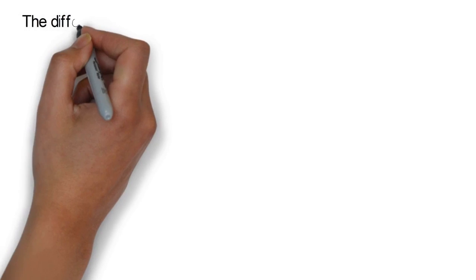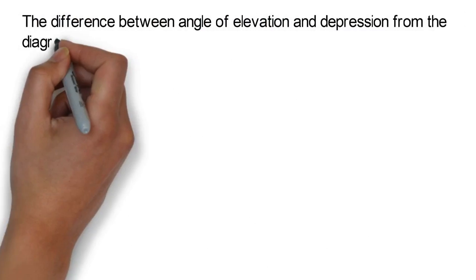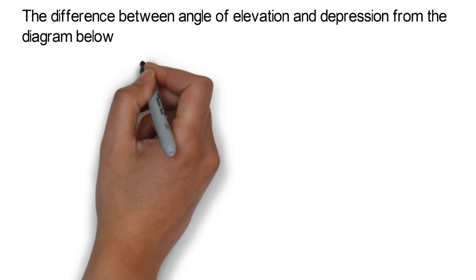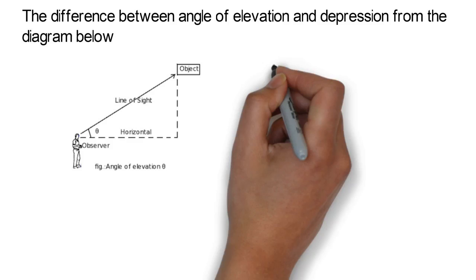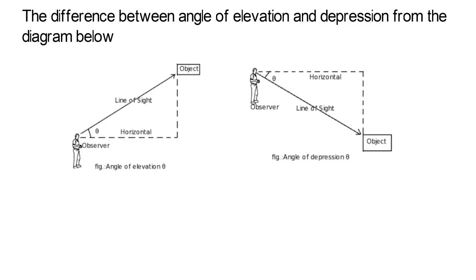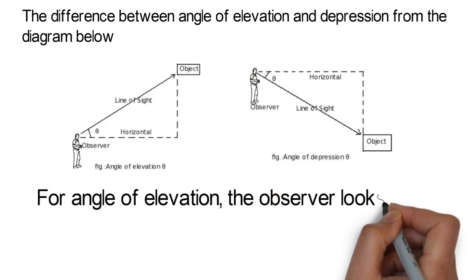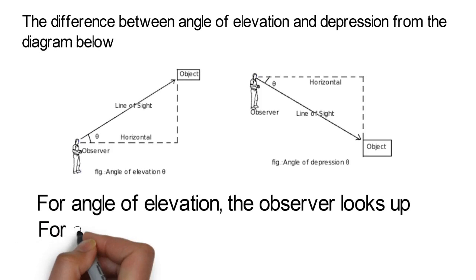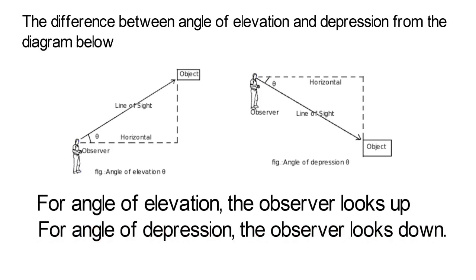So the difference between angle of elevation and depression, from the diagram below, can you see the diagram below? Can you see the angle of elevation? And can you see the angle of depression? Can you see the difference? So for angle of elevation, you can see that the observer looks up. Okay? And for angle of depression, you can see that the observer looks down to view the object.